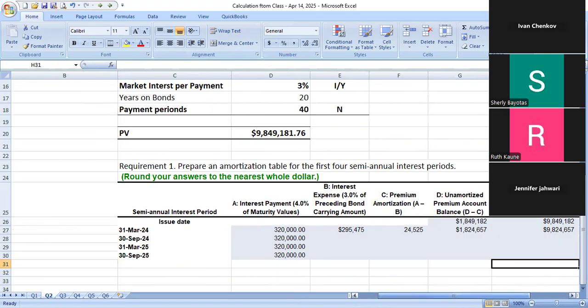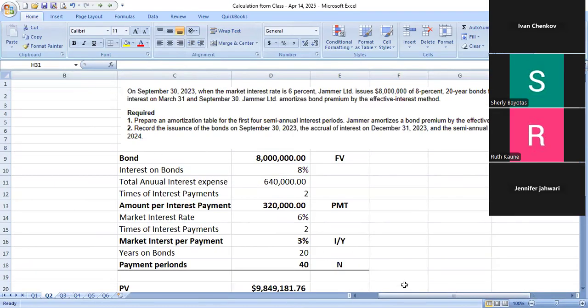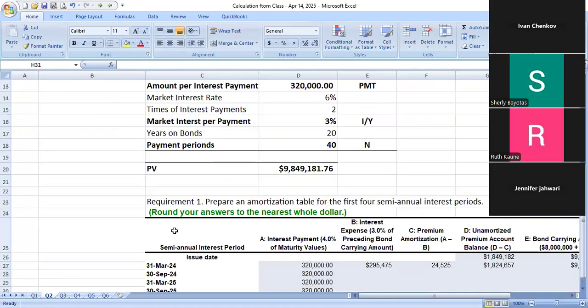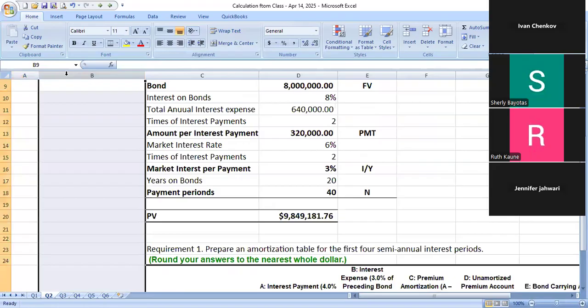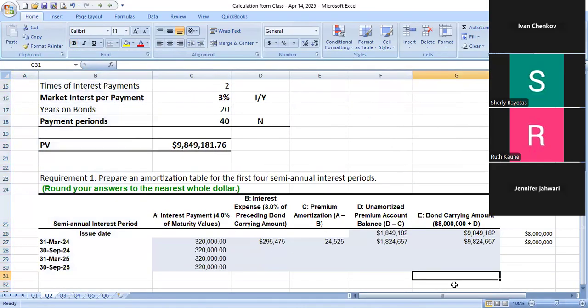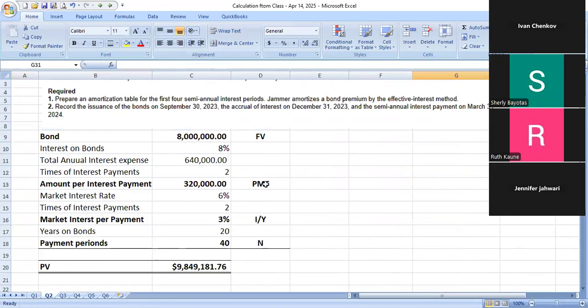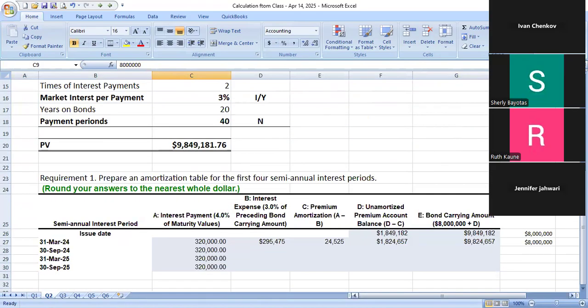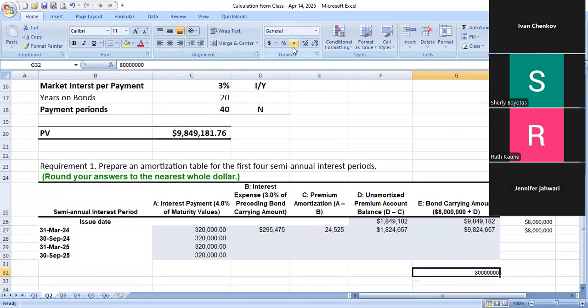If I fast forward to the 20 payments, which we're not going to do right now, don't get me wrong. We're not calculating 20 payments now. But if we had to calculate those 20 payments, what would my ending balance on the bond carrying amount be? It's going to be the same as the original bond amount, correct? So I have to reduce this amount, 9,849,000, all the way down to $8 million. That will be my objective. How much will my premium be at the very end of my calculation? 0. That's my objective.